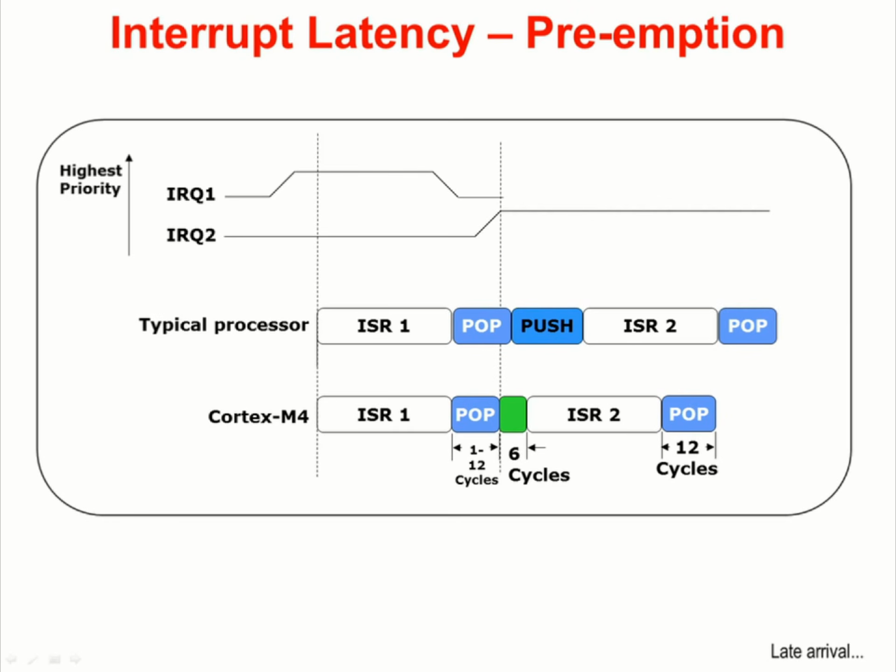On the Cortex-M4 NVIC, the second interrupt will preempt the pop process and trigger a tail chaining event, again decreasing interrupt latency.